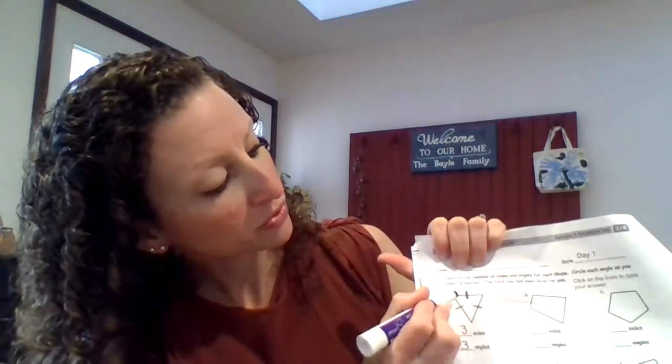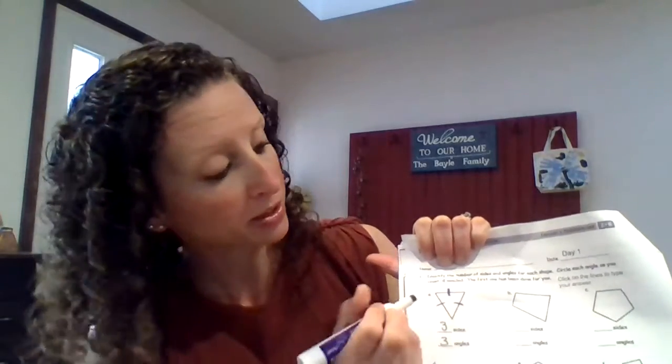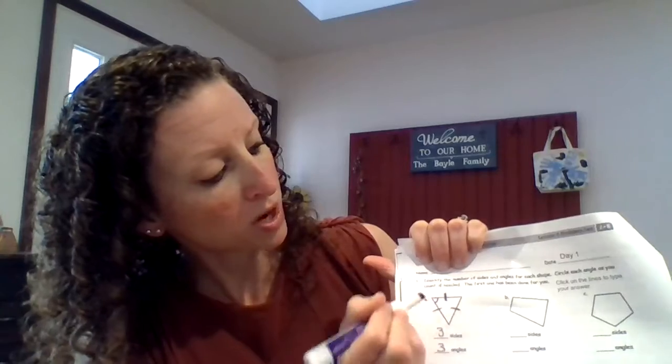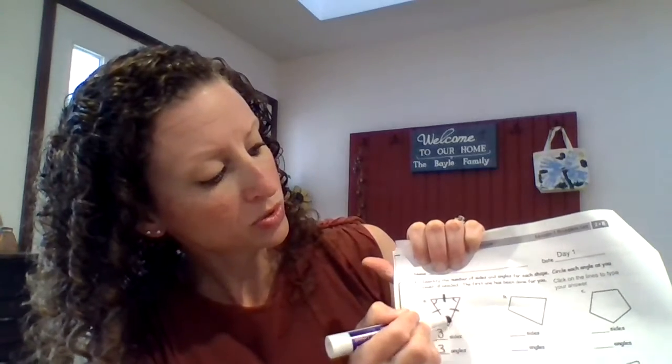Then I would take my other color, which for me was purple, and I would mark my angles. So I would go through, and I would just find the spot where the 2 lines come together, and I'm going to mark it. 1, 2, 3. And then I write 3 angles down here. That's the front of the page, and that's really easy.